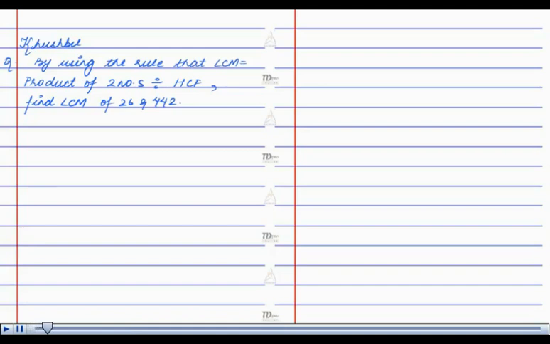Hello, I am Khushbu. The question is, by using the rule that LCM is equal to the product of two numbers divided by HCF, find the LCM of 26 and 442.